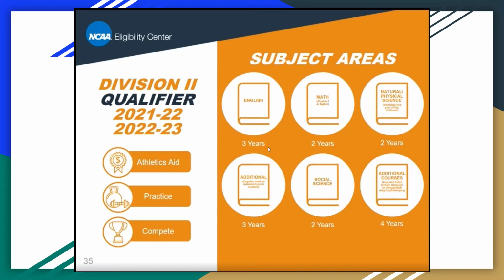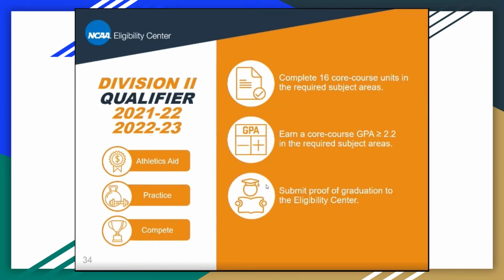So if you satisfy these requirements, you can get the athletic aid, which is your scholarship, you can practice, and you can compete. So this is all we want to know right now in these issues. This is for you to be a qualifier so that you can play, and it is a 2.2 GPA. You also see it's the same 16 core courses are going to be required.